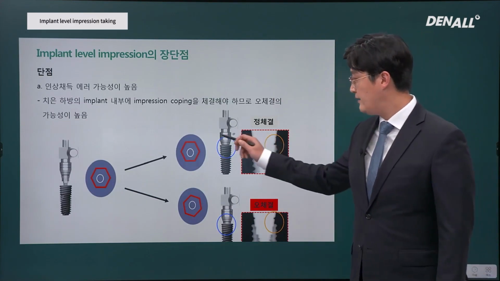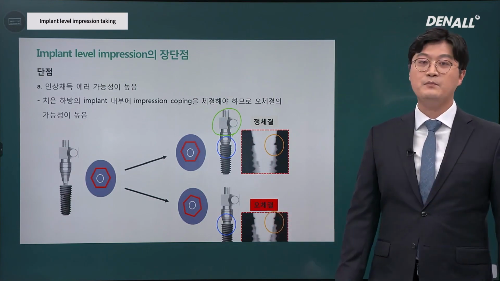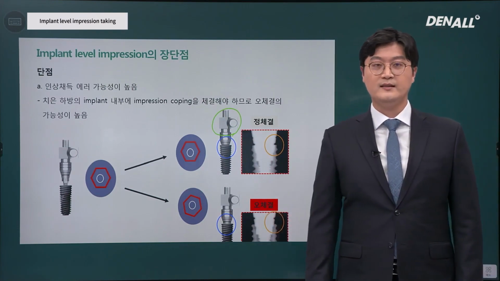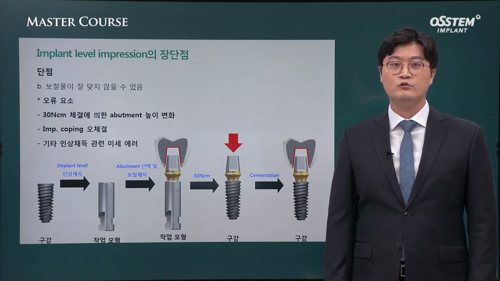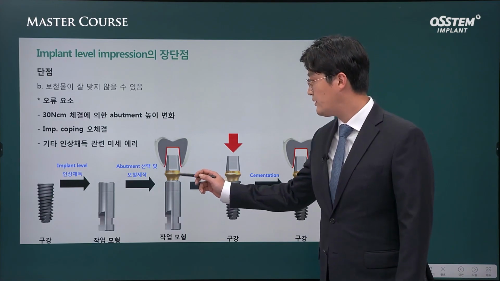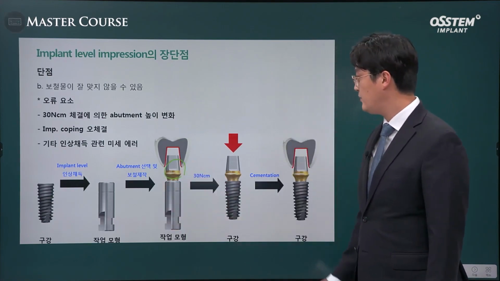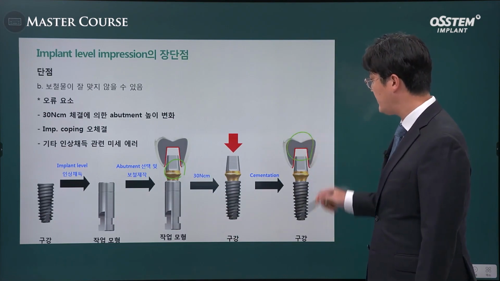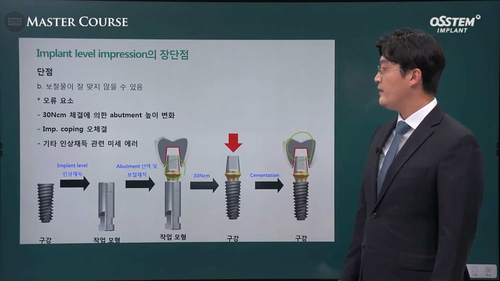Disadvantages: impression coping, whether pickup or transfer types, when they're not properly connected, impression taking can go wrong. Second, because of that, abutments cannot be properly connected on the model, leading to errors in the fabricated crown, so the errors will propagate.